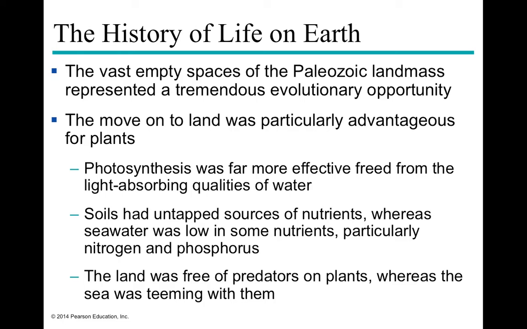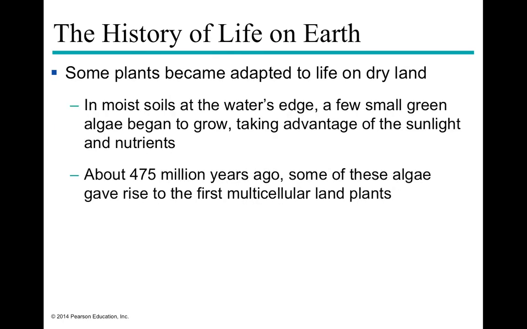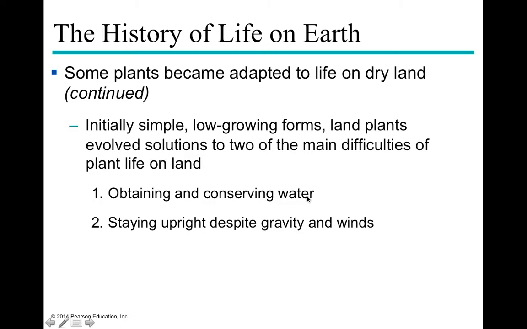Soil had so many nutrients available that they had untapped potential. So they were able to grow very efficiently and very effectively in the moist soils of the water's edge to begin with, and then eventually ended up with multicellular land plants about 475 million years ago. The first simple things that had to change for plants to survive on land was that they had to obtain and conserve their water and maintain the ability to stand upright.